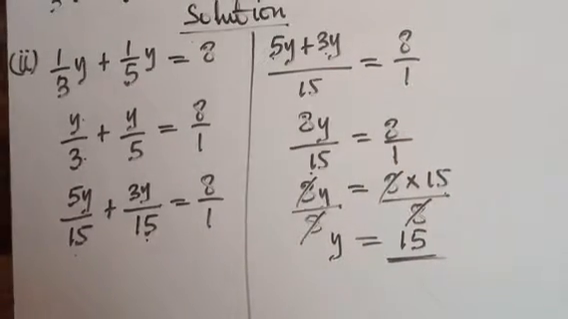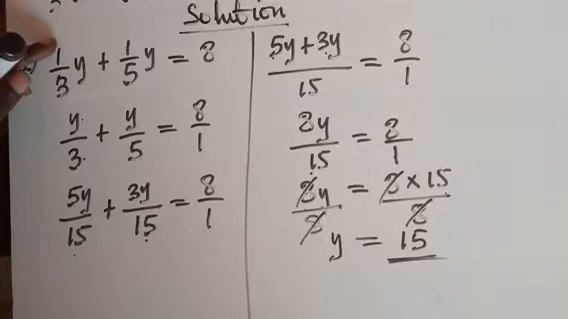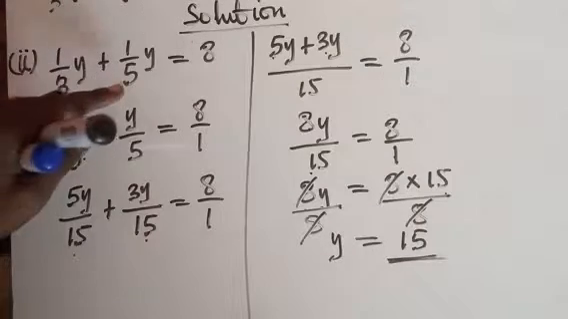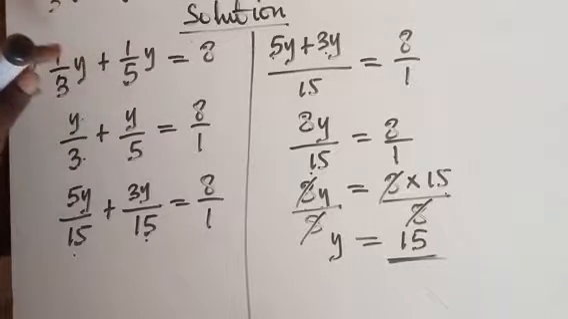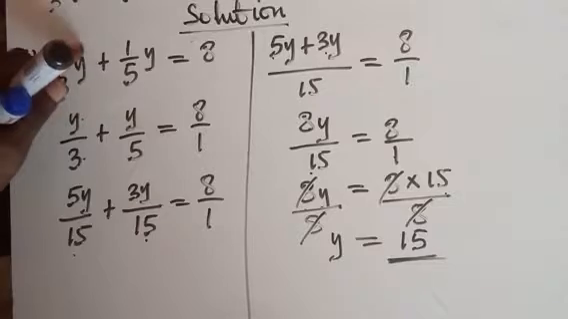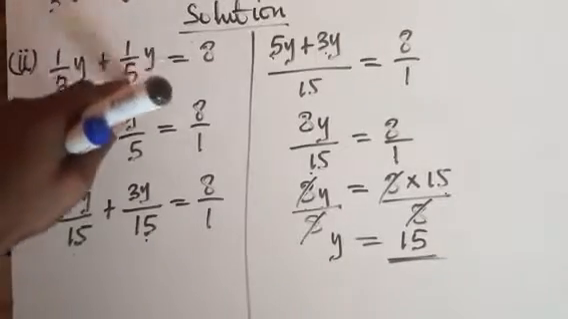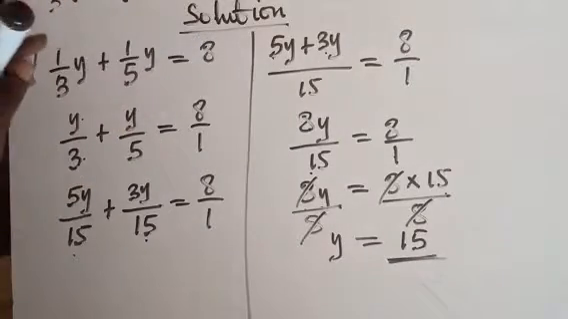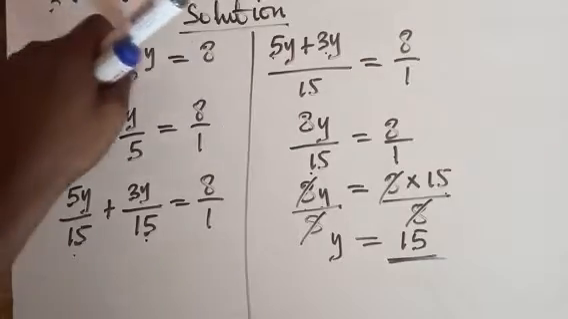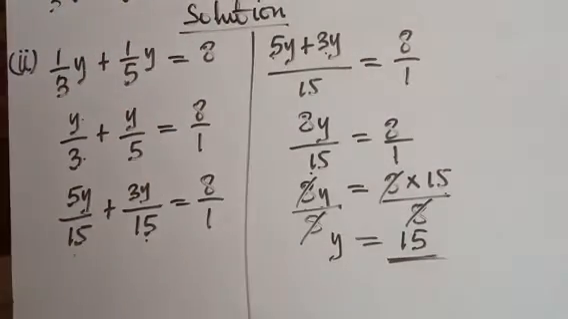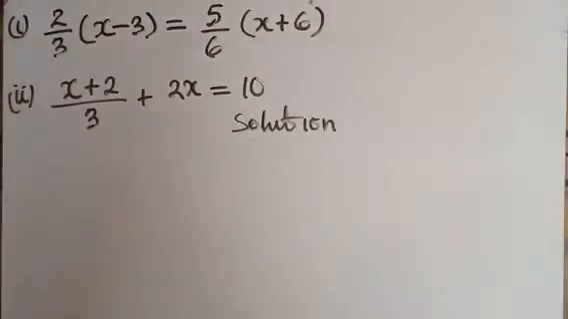So if y is 15, then 15 divided by 3 will give me 5. If y is 15, 1/3 of 15 will give me 5. Then 1/5 of 15 will give me 3. So 3 plus 5 and 5 plus 3 will give me 8. So the equation is correct at this instance. Okay, let us try this.